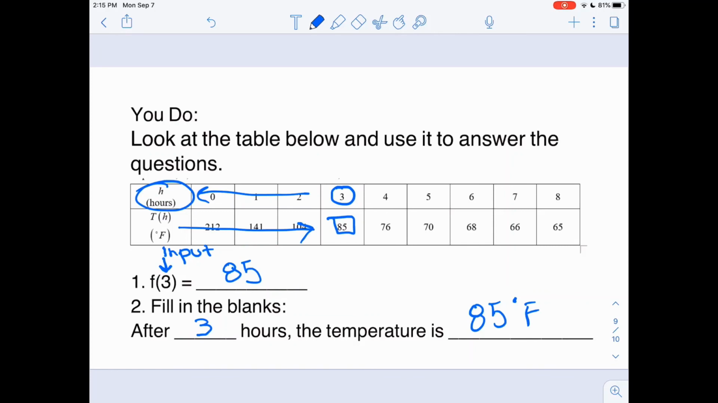If you got both questions right, you are Tier 1. If you got question 1 right, but question 2 wrong, you are Tier 2. And if you struggled with both questions, you are Tier 3.